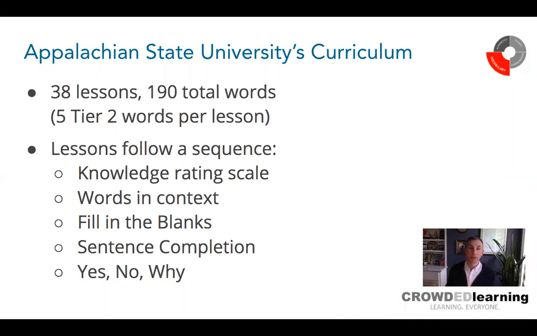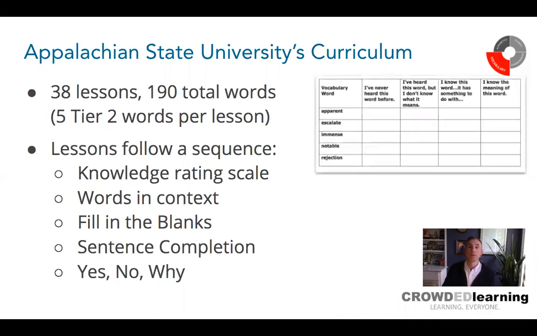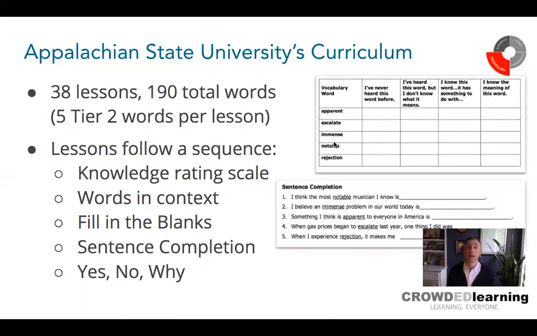Every lesson has 5 words. They're all tier two words, so it's a total of 190 words. And they follow the same sequence. At the start of the lesson, students see the 5 words, and they are asked to say: I've never heard this word before; I know this word, but I don't know what it means; I've heard it, I think it has something to do with this; or I know the meaning of this word. So it's called a knowledge rating scale.